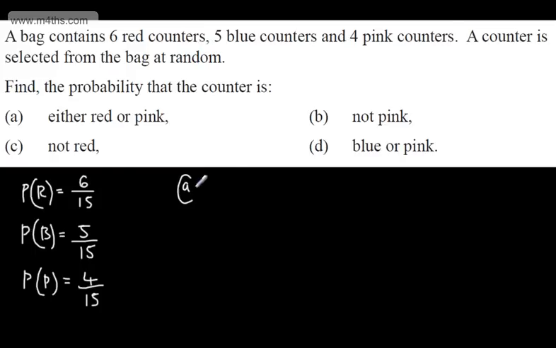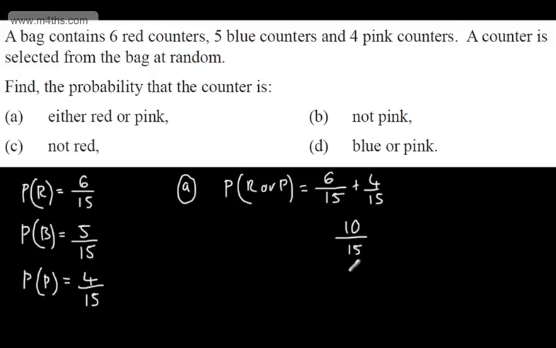We can say either red or pink. So what we're going to have then is the probability of red or pink. All I need to do is add them together. So I'm going to have 6 over 15 plus 4 over 15, which is going to give me 10 over 15, which if we wanted, we could simplify now to 2 over 3, dividing the numerator and the denominator by 5. So just dividing the top and bottom of the fraction by 5.